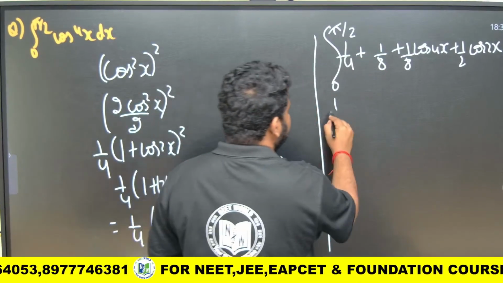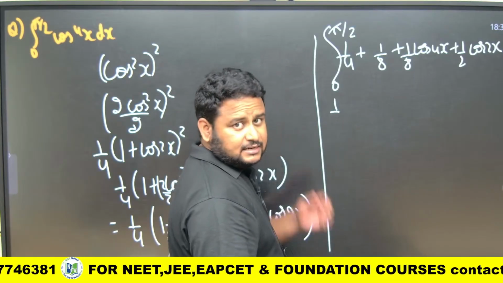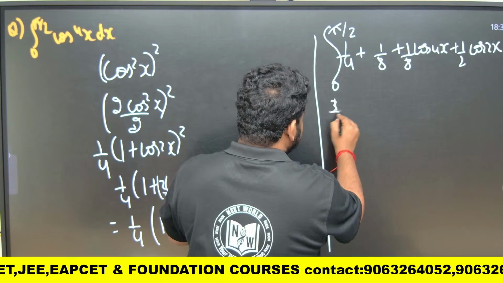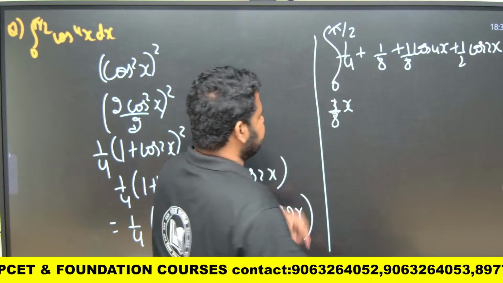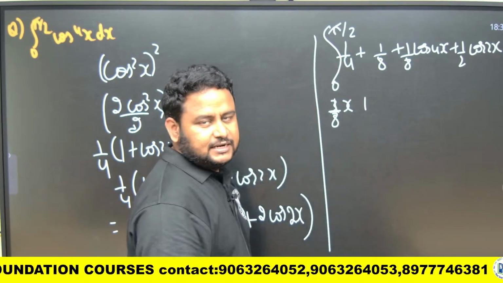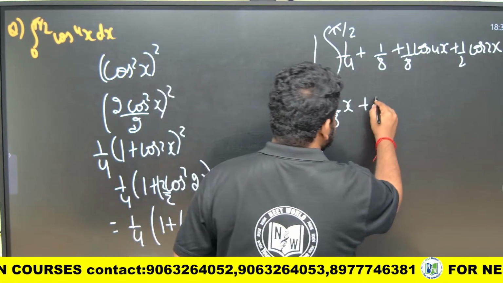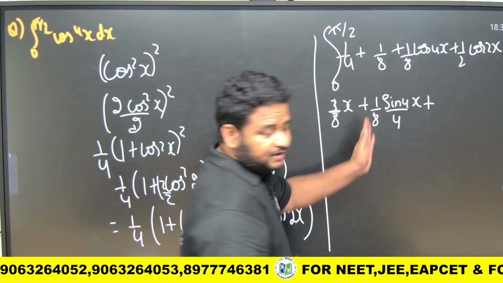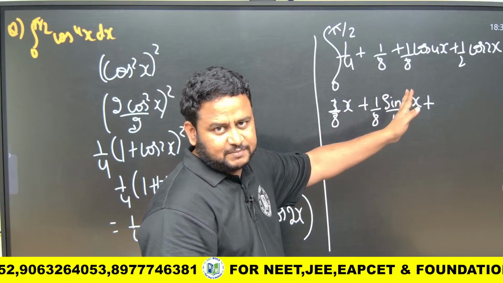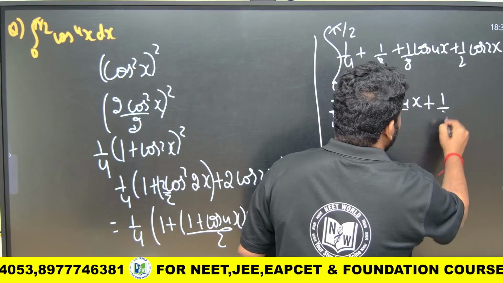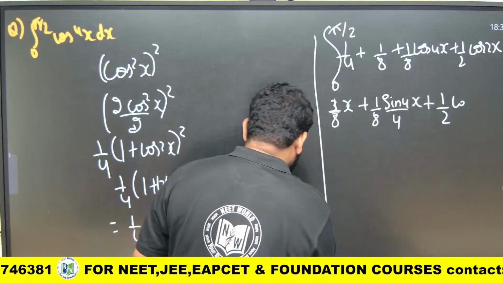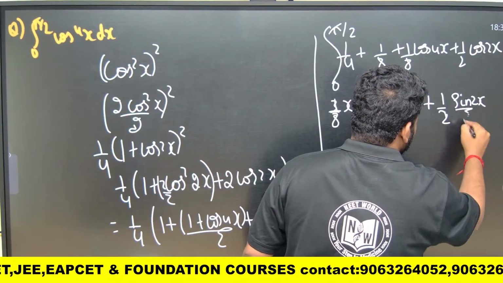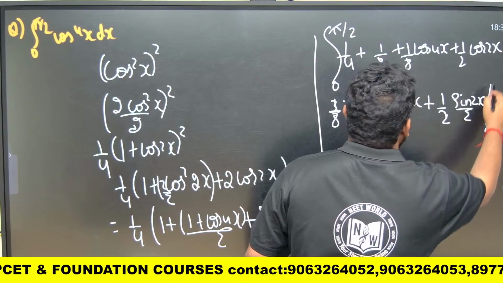So this will become 1 by 4 plus 1 by 8, which is nothing but, 8 is the LCM, so this becomes 2 plus 1, 3 by 8x. Integral of cos 4x: integral of cos is nothing but sine. So this becomes plus 1 by 8 sine 4x divided by 4. Don't forget to divide by 4. Earlier in differentiation you had to multiply by 4, here you have to divide by 4. Then 1 by 2 into the integral of cos 2x, which is sine 2x divided by 2. This entire thing is from lower limit 0 to upper limit pi by 2.